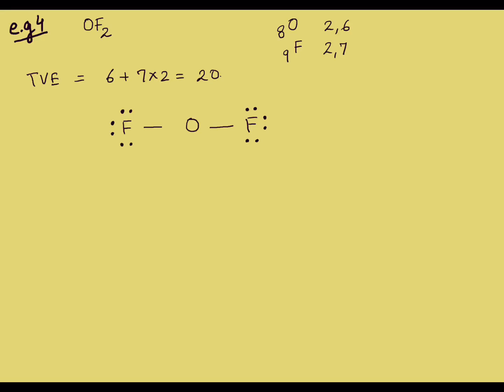So how many electrons are left? Yes, there are 4 more electrons left. So where do we put those electrons? We put it on the central atom. Now let's check. Is the octet complete for the central atom? Yes, of course the octet is complete. What about the formal charge? Go ahead and calculate the formal charge.